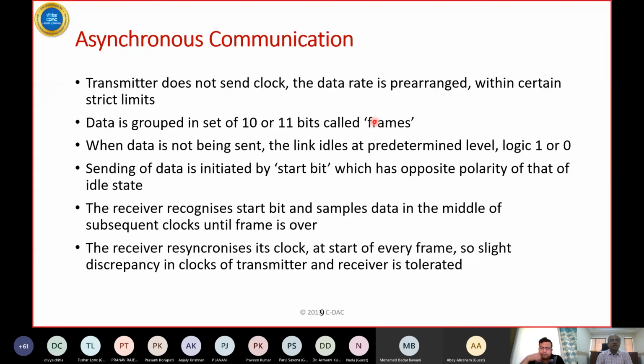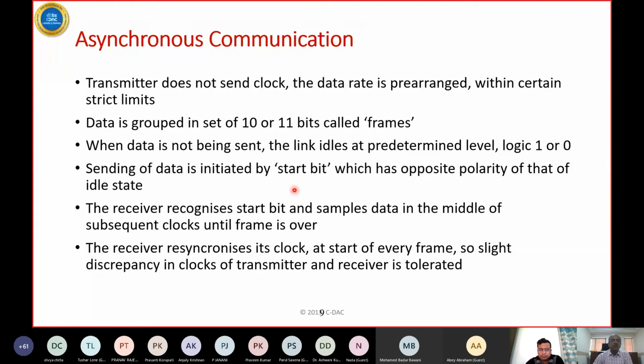So data is grouped in 10 or 11 bits. What are the additional bits? There is a start bit and there is a stop bit. So the 8 bits of data are encapsulated between a start bit and a stop bit, which we call a frame. And when no data is being sent, the link will idle. We can say that the link idles in most cases at logic level 1. And then the start bit is indicated by a change from 1 to 0.